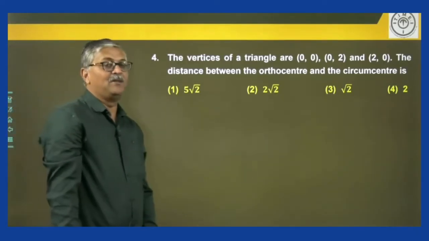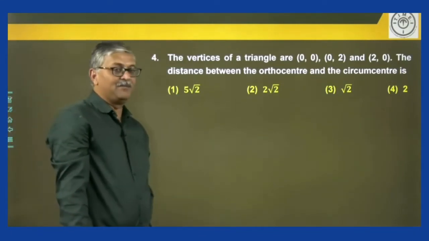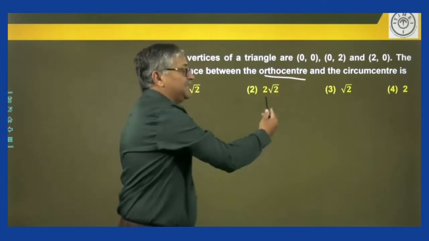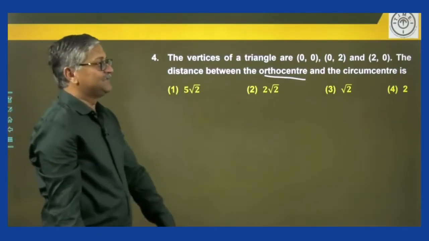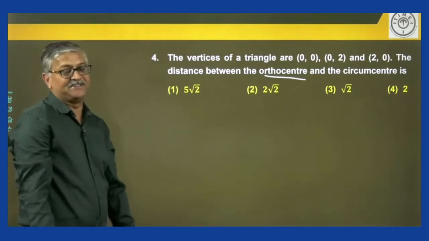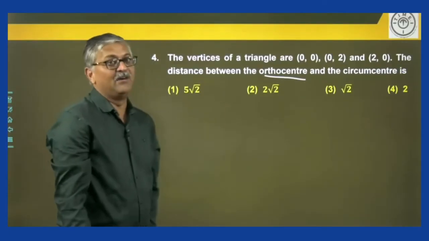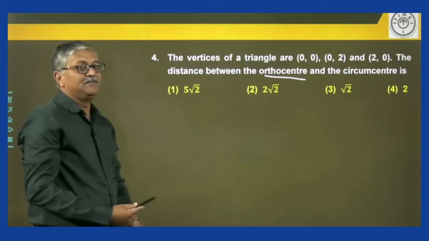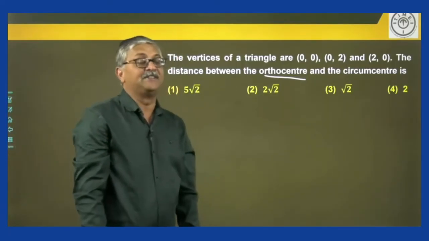Then we have a direct formula for the centroid, that is (x1 plus x2 plus x3) by 3, (y1 plus y2 plus y3) by 3. But orthocenter means the point of intersection of altitudes, and the circumcenter means the point of intersection of perpendicular bisectors of the sides. For these two centers, we don't have any direct formula. Okay. But in a special case, we can calculate the orthocenter and the circumcenter. What is a special case?